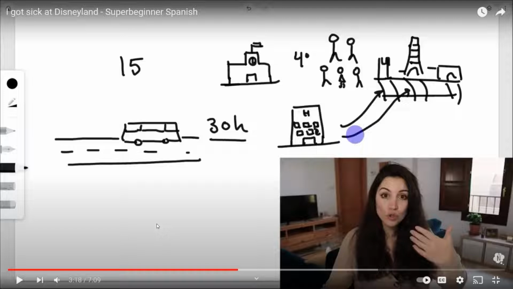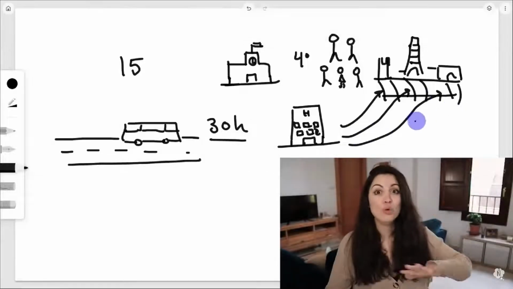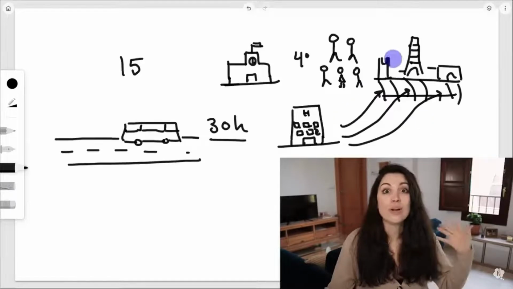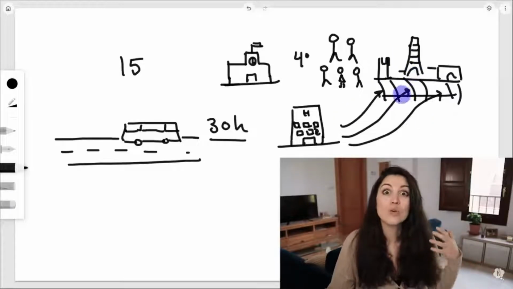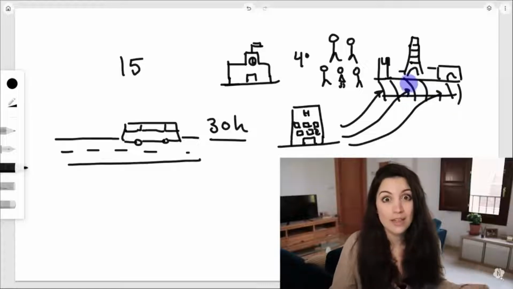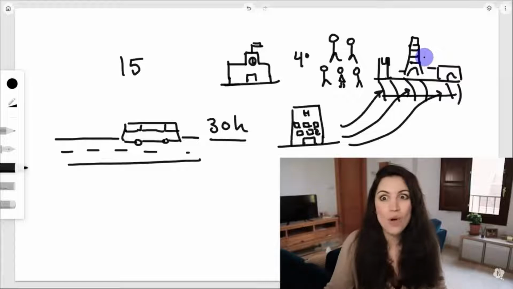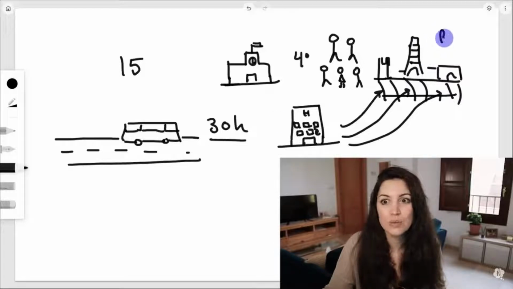Every day we were going to, so she's talking about repeatedly, we went out on a number of these little tours every day. Todos los días visitábamos monumentos. We visited la Torre Eiffel, el Arco del Triunfo, la Catedral de Notre Dame. París es una ciudad muy bonita.